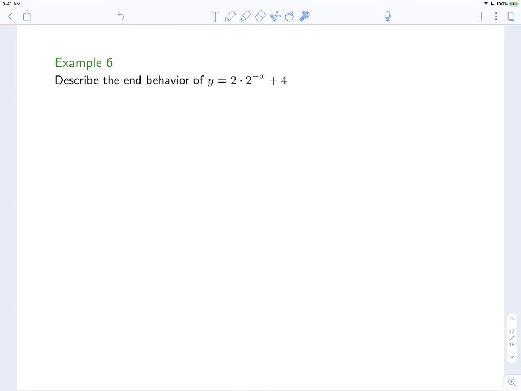What about this one? Describe the end behavior of this graph. Okay, well let's do the same thing. Let's sketch the graph briefly. We don't need to be accurate at all. We're just trying to figure out what the end behavior looks like.